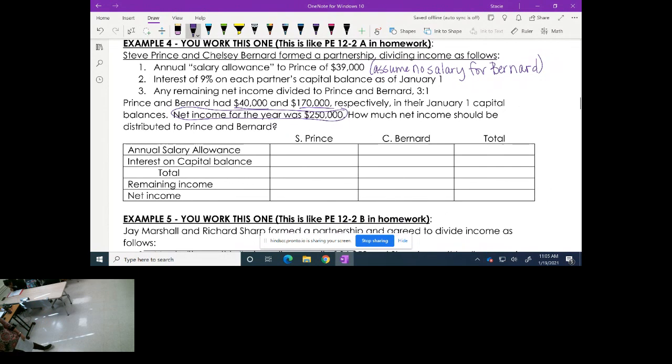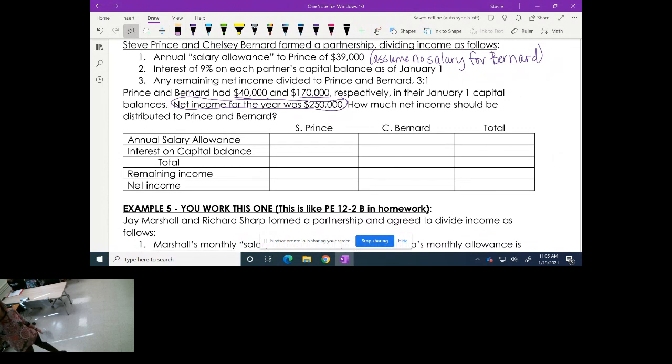Okay, so we'll start with salary. So Prince has got 39. And notice that it says annual. So we don't have to multiply anything there. They're giving us the full year amount, not a monthly amount that we have to multiply. All right, Bernard has nothing for salary. So we'll just add that across. That one's easy.